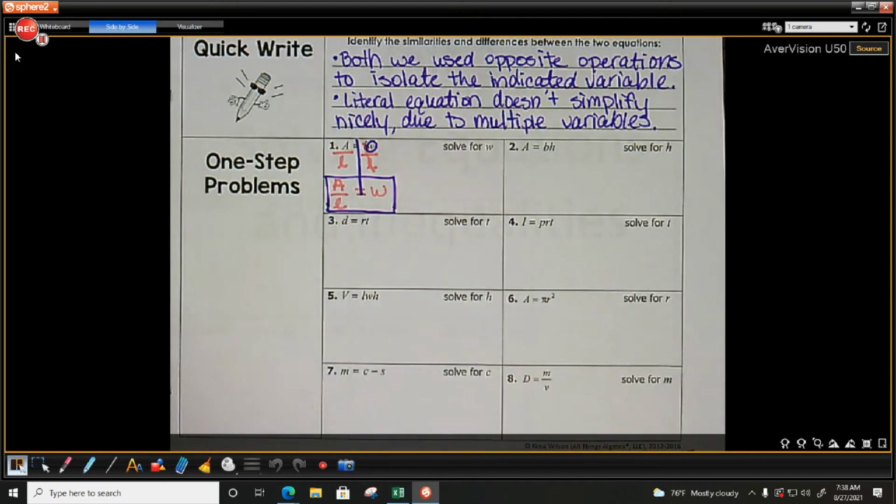So I will say some of these are actually a shorter process, guys. Some of these are actually a shorter process. That only took one step, right?